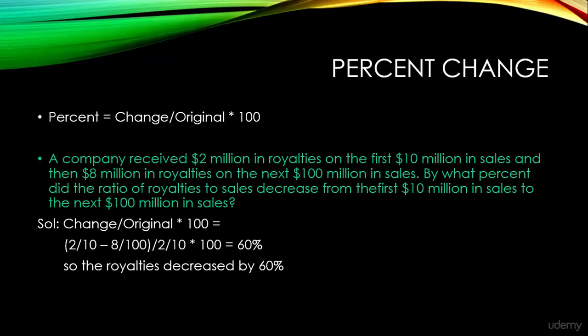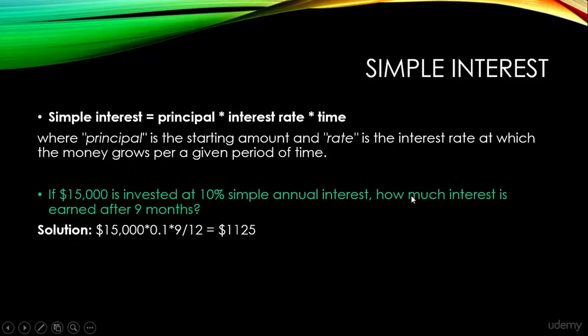Percent decrease can be calculated by the formula above. Percent is equal to change divided by original, times 100, which is equal to (2/10 minus 8/100) divided by 2/10, times 100, which is equal to 60%. So the royalties decreased by 60%.